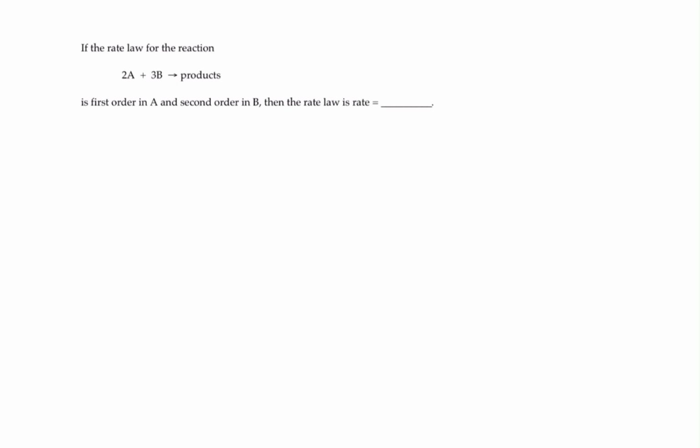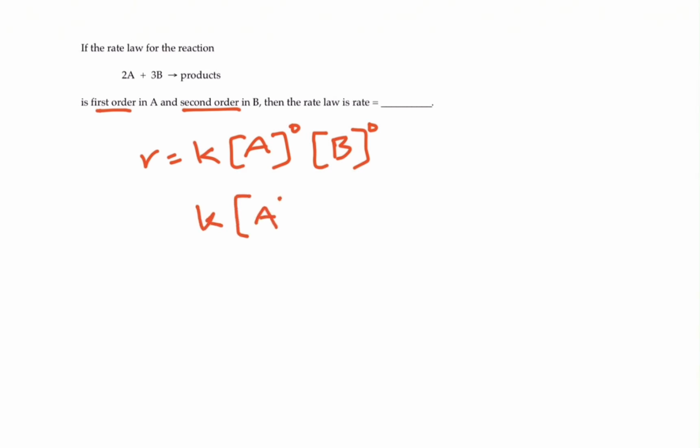So the first question is, if the rate law for the reaction 2A plus 3B equals products is first order in A and second order in B, then the rate law is rate equals blank. So we're looking for the rate law, which has the equation R equals K concentration of A to its order and concentration of B to its order. In this case, it's pretty simple because they tell us the orders, first order and second order. So we know that we have to write K concentration of A to the first power and concentration of B to the second power. That is the rate law equation for this reaction.